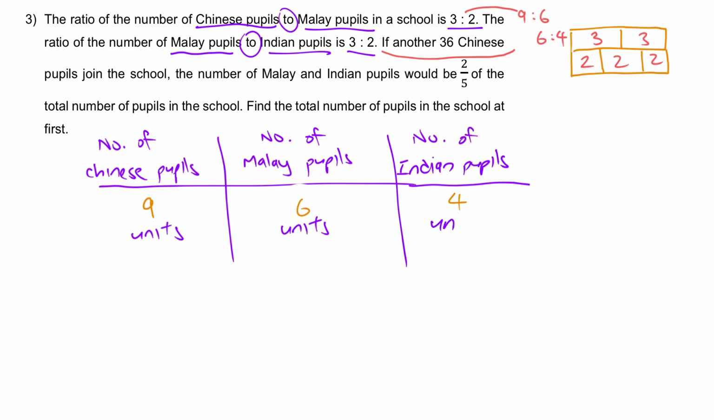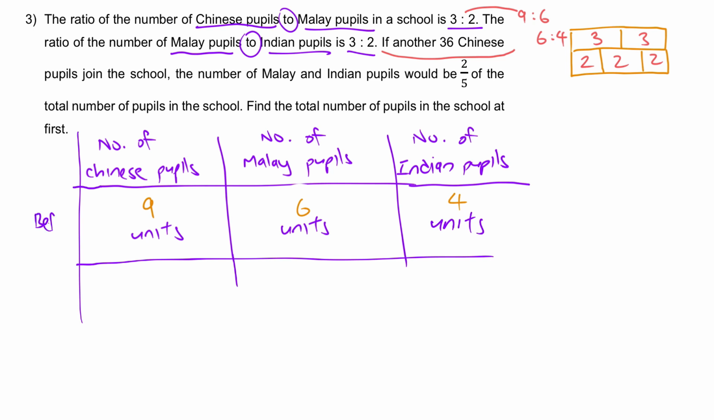9:6:4 units. This is their comparison at the beginning. We're going to call it before. Then there will always be the after. Okay, so this is the ratio 3:2 and also 3:2. So we just need to change it to a common ratio number here, which is 6.